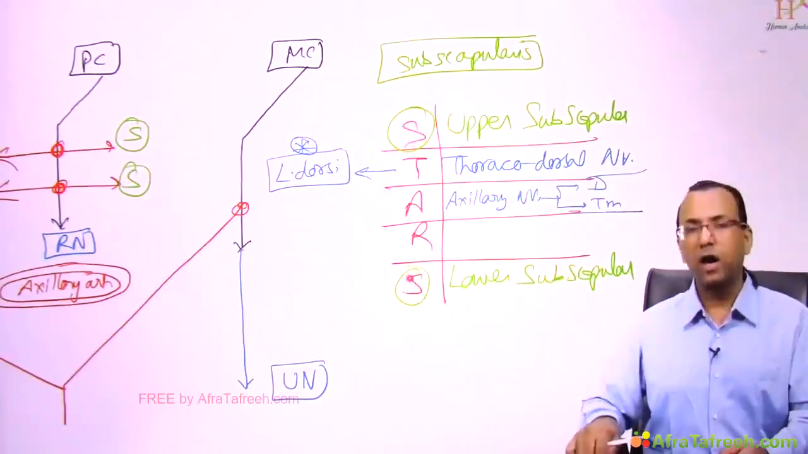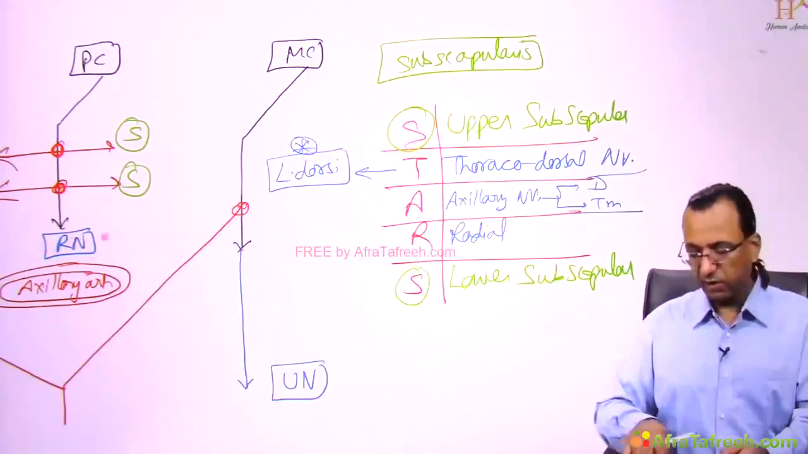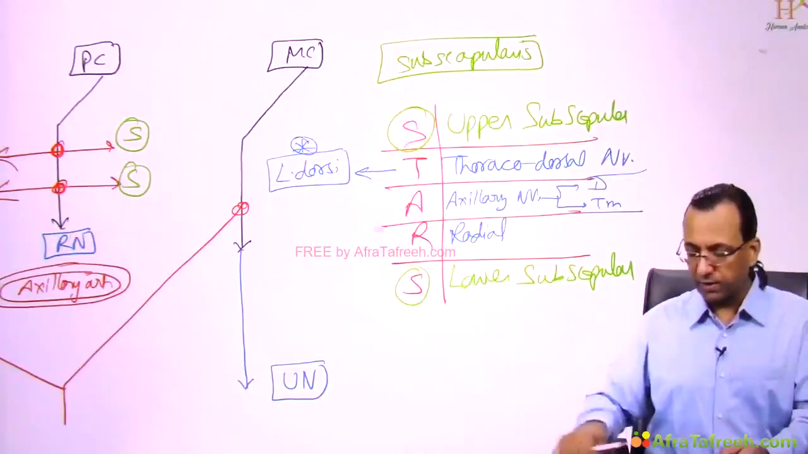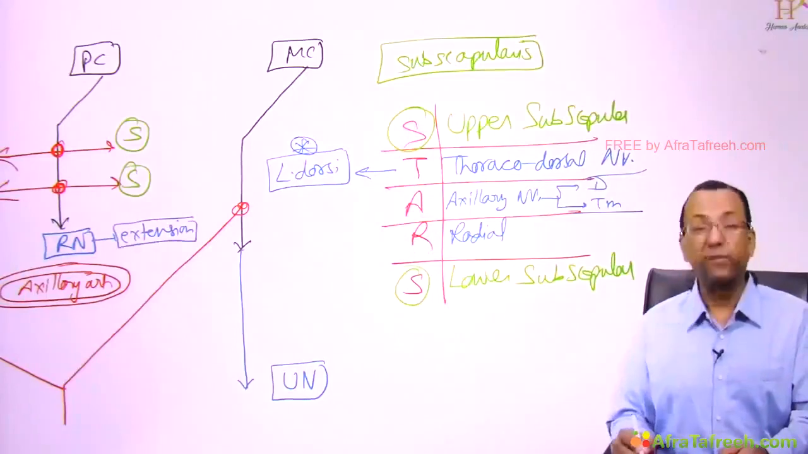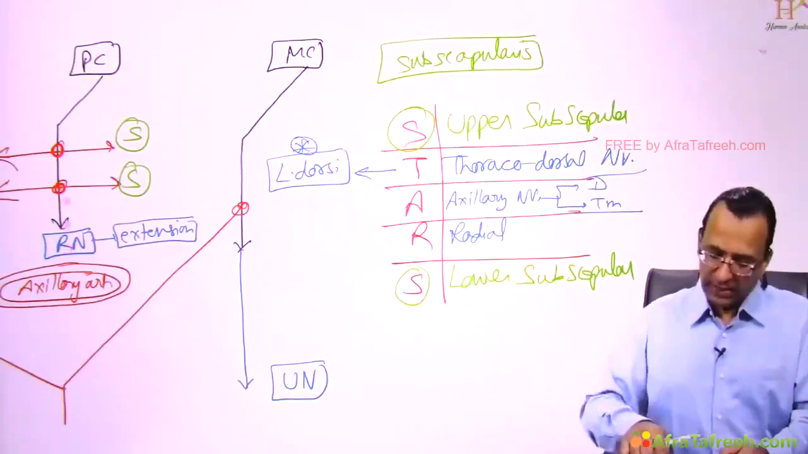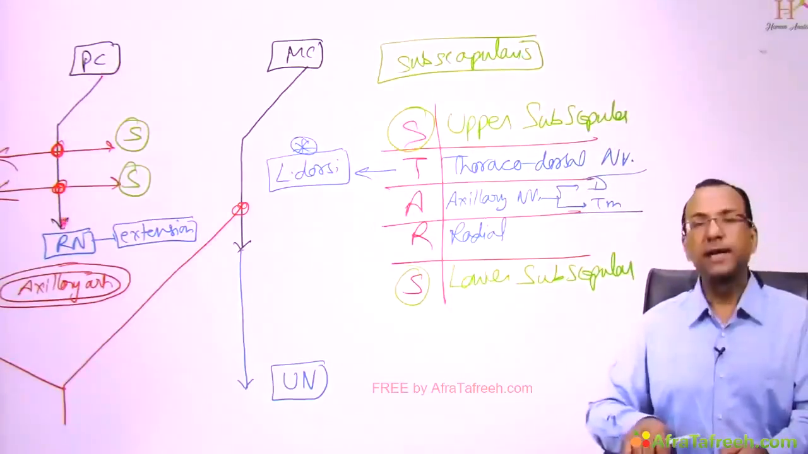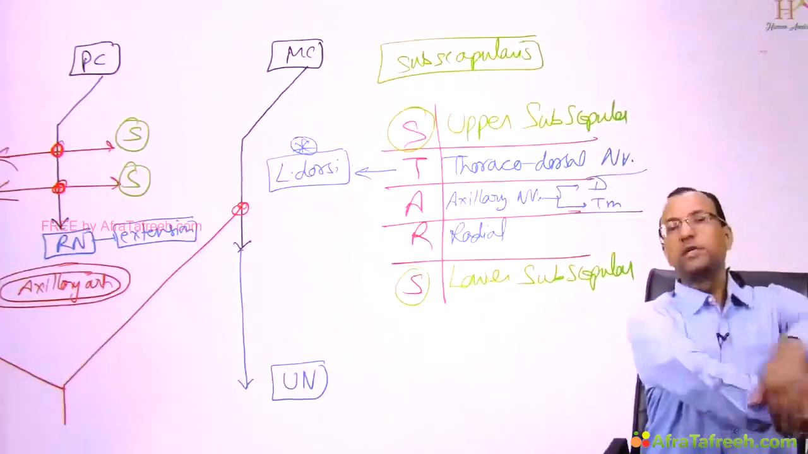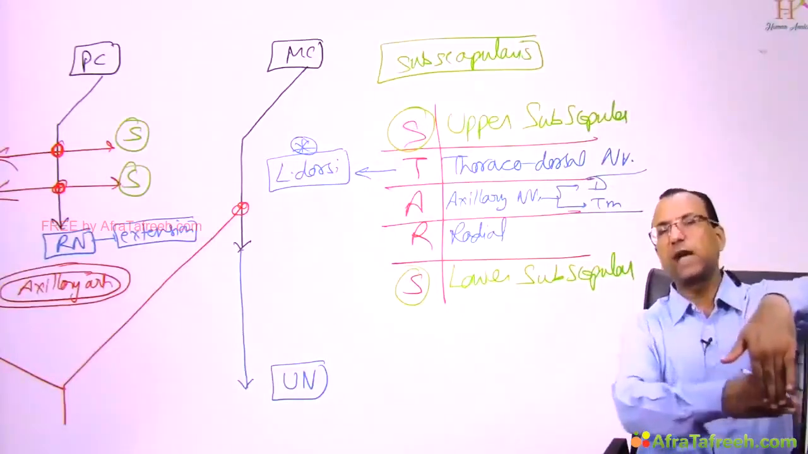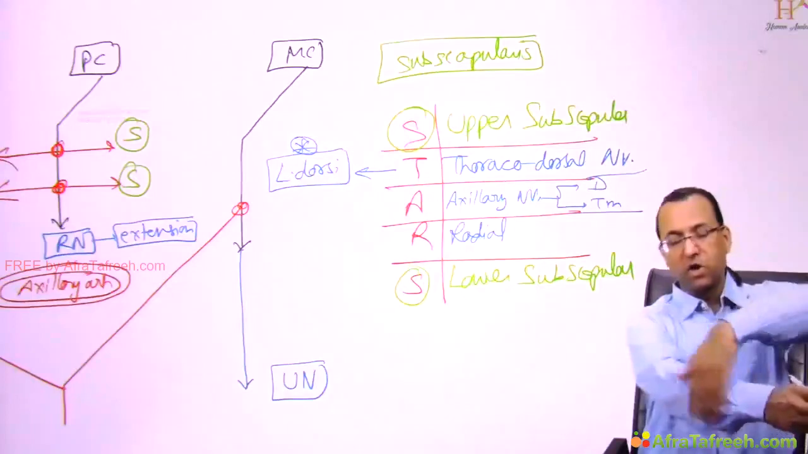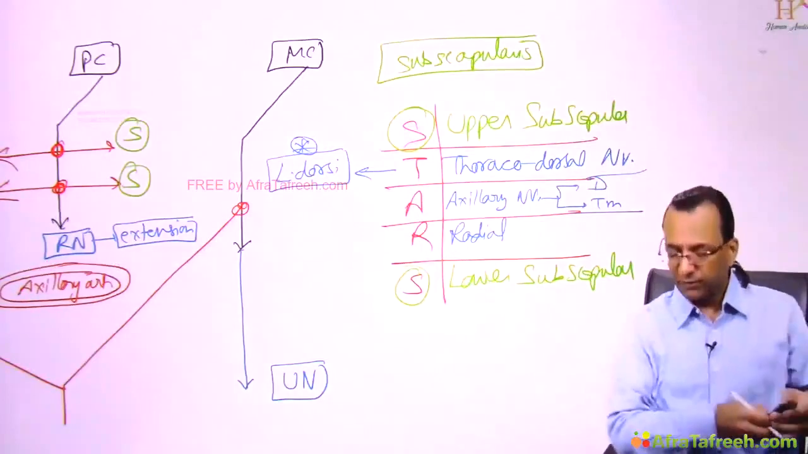What is R for? R, you already know, is the radial nerve, and remember, the radial nerve is a nerve of extension. It is also a nerve of the posterior compartment. It is the continuation of the posterior cord of the brachial plexus, and it is the nerve of the posterior arm. It will do extension at the elbow, the wrist, the MCP joint and the IP joint. All these joints are extended by the radial nerve.